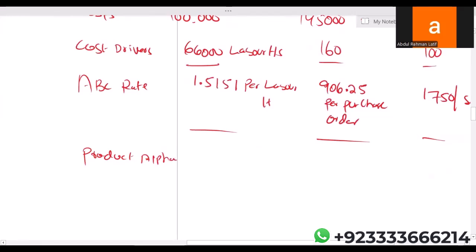ABC rate per labor hour is 1.5151. This is per labor hour. And product alpha takes 6,000 hours. So simply 6,000 into 1.5151. Let me use a calculator. I'm getting 90906.